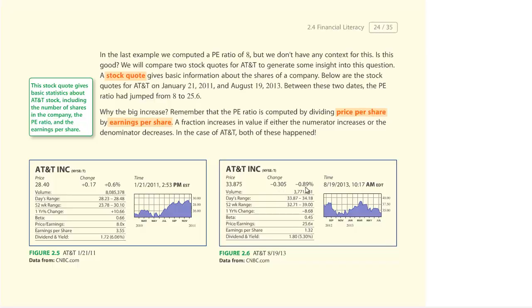It's gone down a little bit. It's gone down by almost 1%. Trading volume is way down. The range, right, has gone up a lot. Instead of in the high 20s, we're now in the mid to upper 30s. In the last year, it's gone down by $8.68. And your price per earnings has now skyrocketed to 25.6, which is actually a bad thing, right?